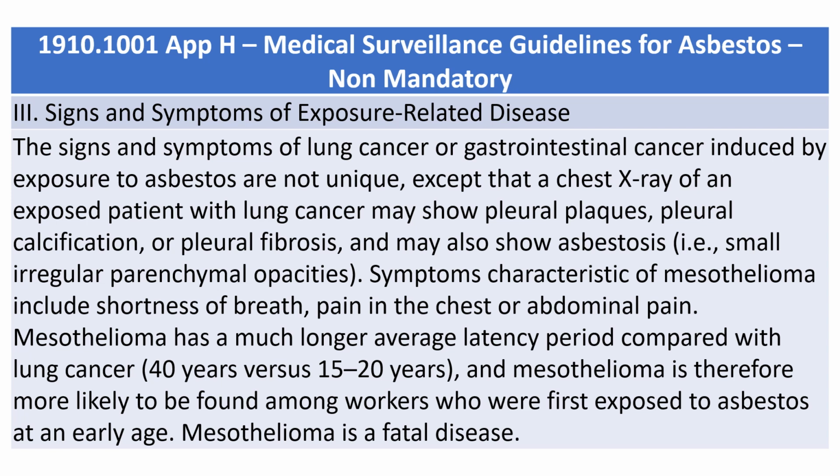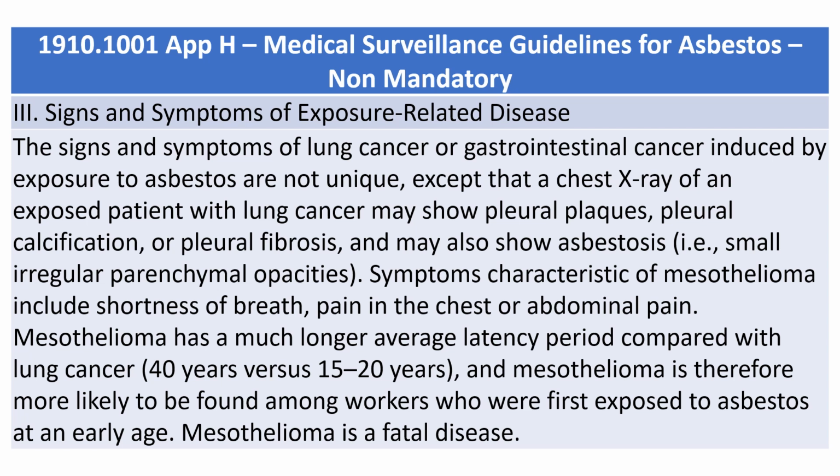3. Signs and symptoms of exposure-related disease. The signs and symptoms of lung cancer or gastrointestinal cancer induced by exposure to asbestos are not unique, except that a chest X-ray of an exposed patient with lung cancer may show pleural plaques, pleural calcification, or pleural fibrosis, and may also show asbestosis, i.e., small irregular parenchymal opacities.